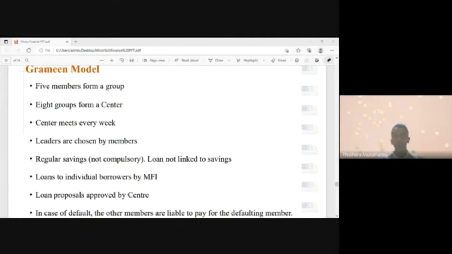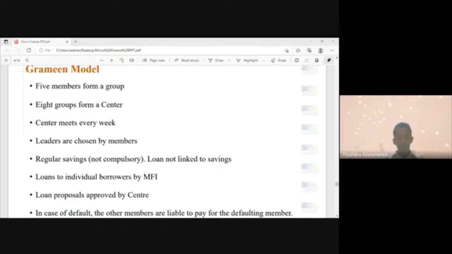The center meets every week. Leaders are chosen by members. There may be a president and a secretary, so a committee is elected by the members. Regular savings are not compulsory, and loans are not linked to savings. They can also initiate savings from what they earn, but like the self-help group, loans are not linked to the savings.